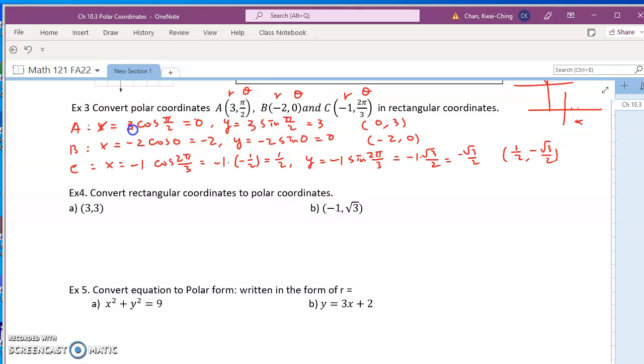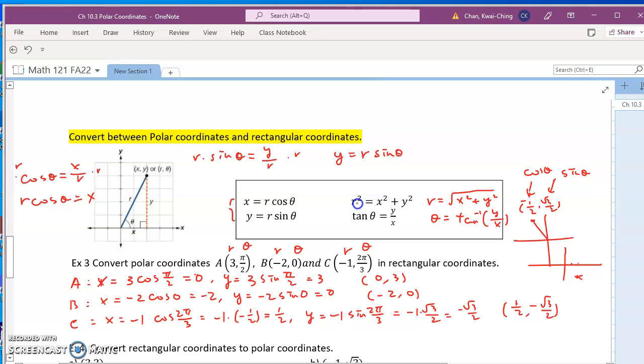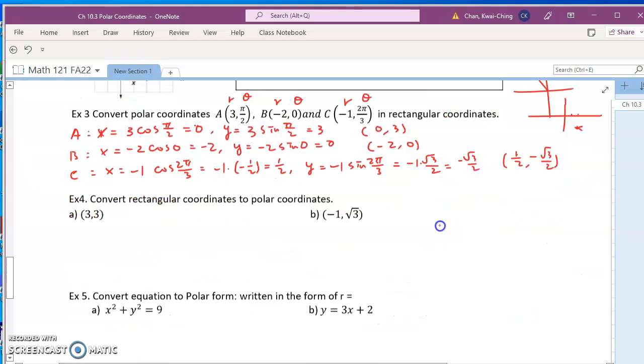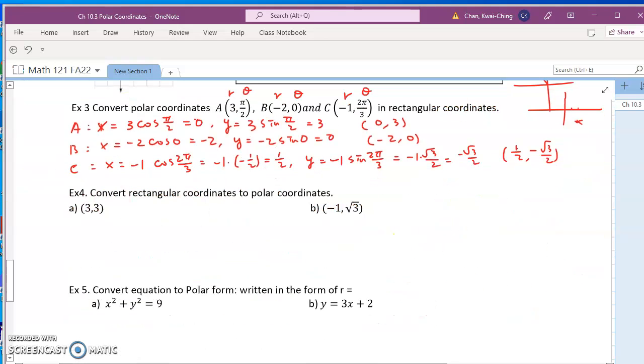Okay, x is r cosine theta, y is r sine theta. Very easy to do. What about if they give us the rectangular coordinate, and I want to change to the polar coordinate? So basically, we would need to have r and theta. So r is the square root of x squared plus y squared. Theta is arctangent of y over x. So let's just do it.